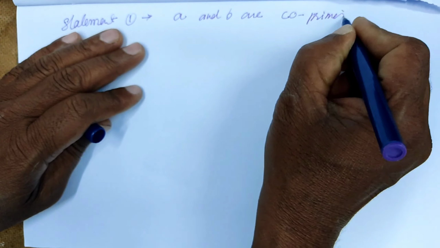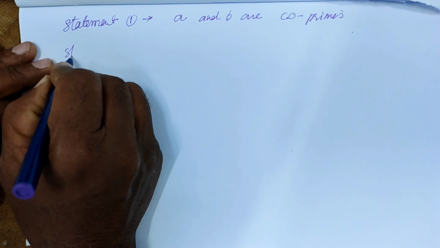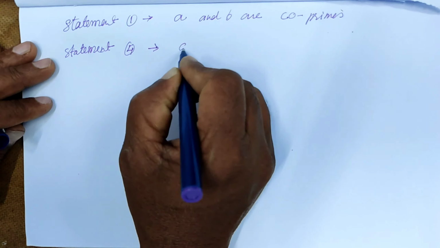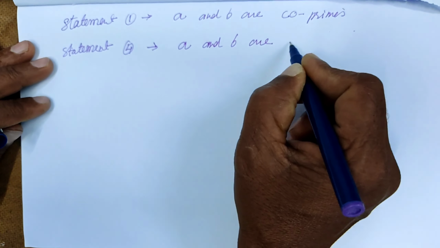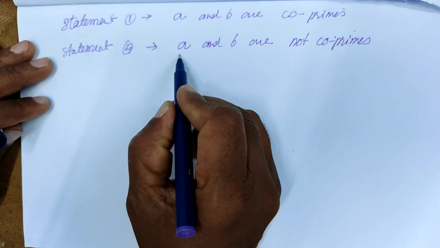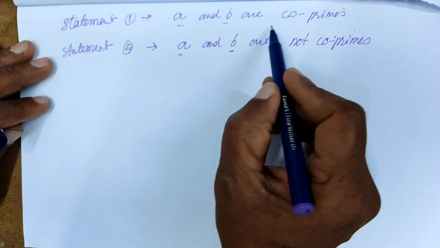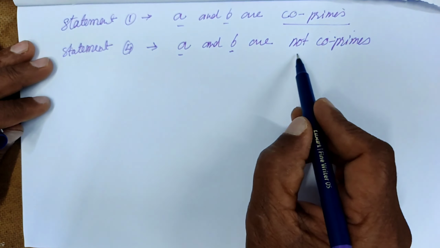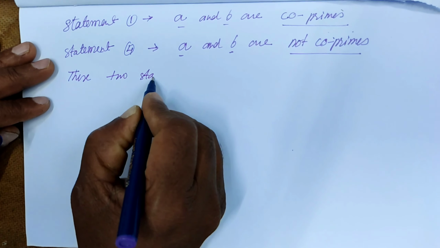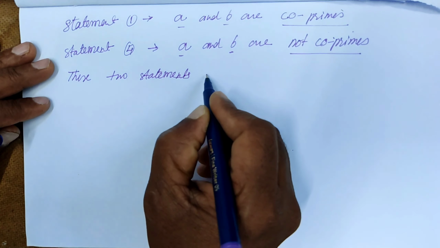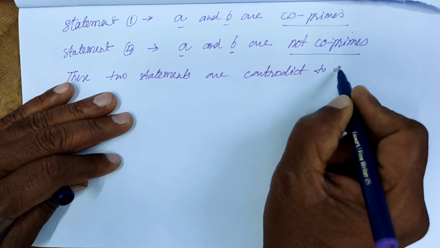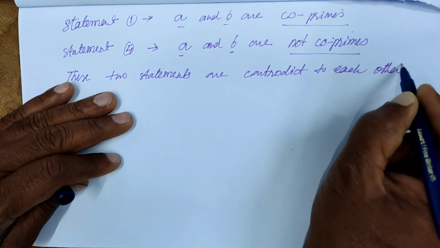So statement 1, a and b are co-primes, and statement 4, a and b are not co-primes. These two statements contradict each other. One statement says a and b are co-primes, and the second says a and b are not co-primes.